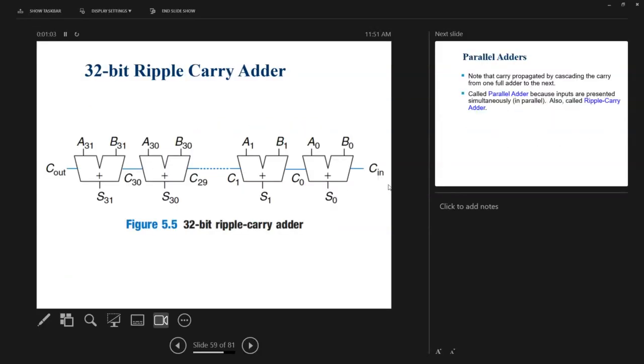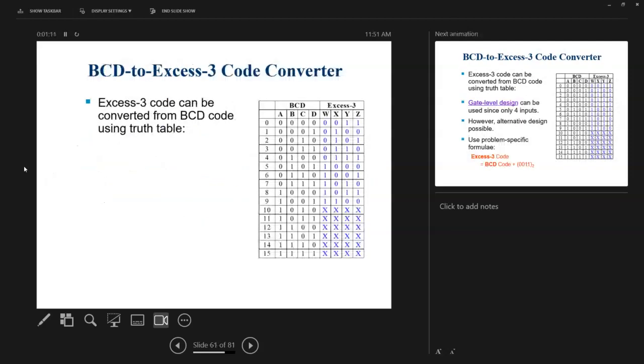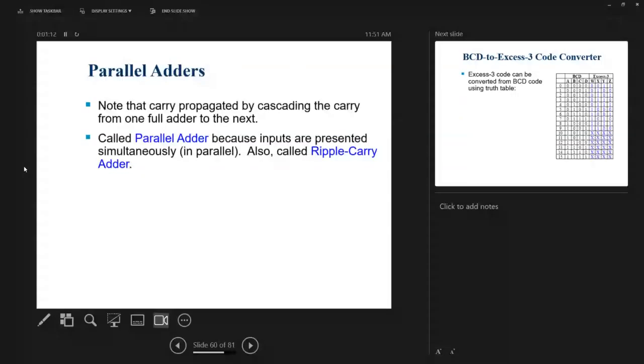Now we want to design a 32-bit ripple carry adder. How many stages do we need? This is the first stage, this is the second stage, and so on. It goes on. Any question? Clear?